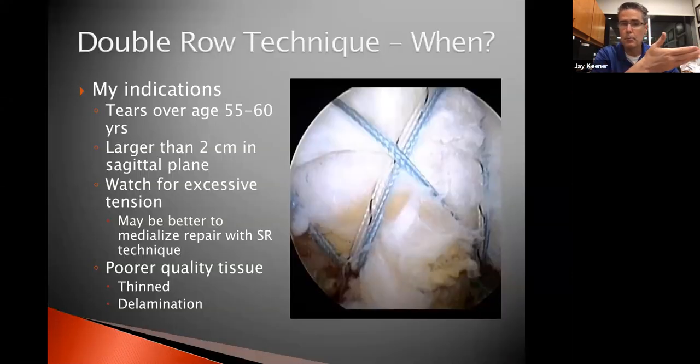I'll tell you, when I use a double row repair is when I think that I can overcome some limitation in biology with the repair construct.